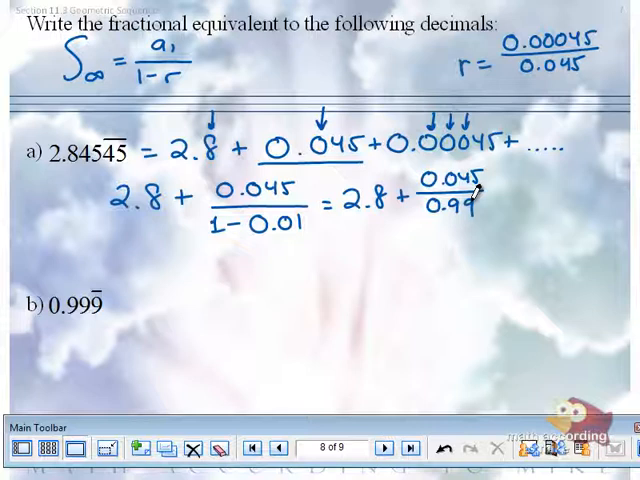If you should recall, if we move the decimal up top of a fraction 3 over to the right, we also have to move the bottom 3 over to the right. So this should be 2.8 plus 45 over 990. 2.8 is 28 over 10. 45 over 990 is a number. .45 goes in 990 22 times.